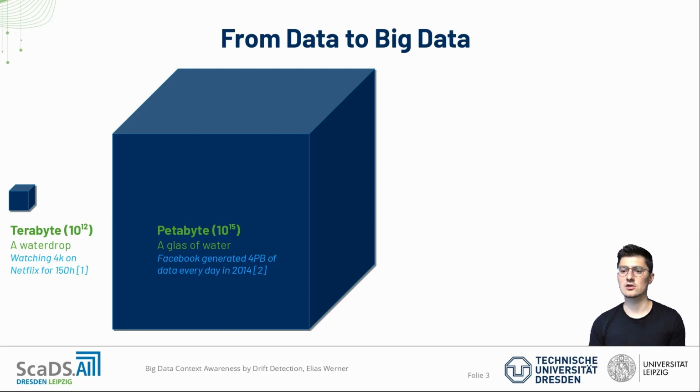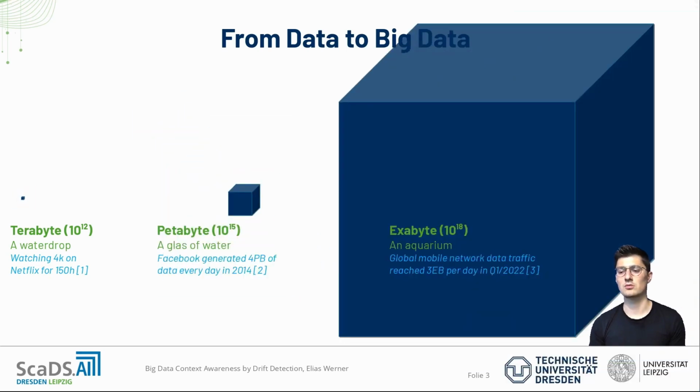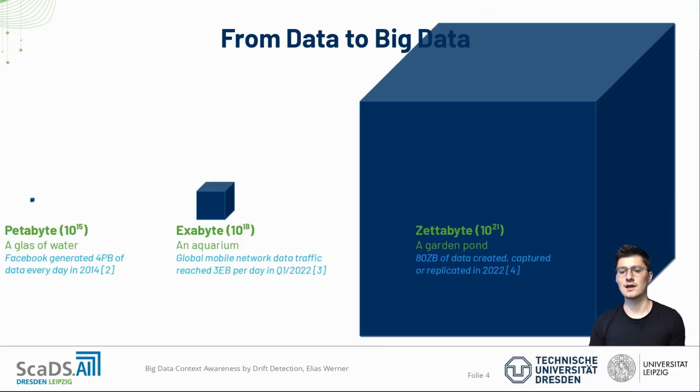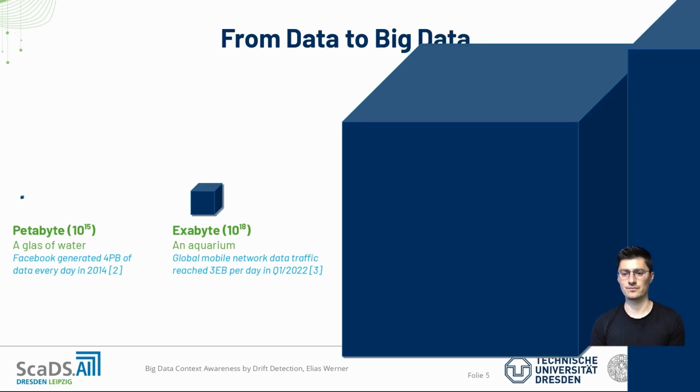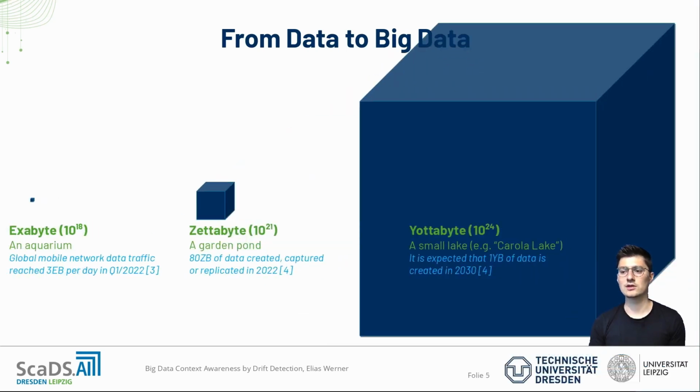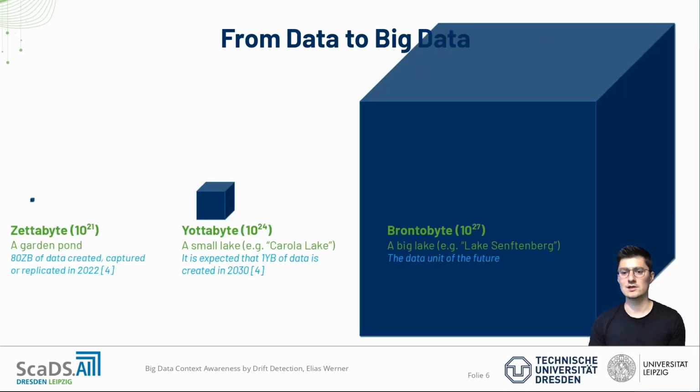When looking a bit further, considering our metaphor, an exabyte would mean a small aquarium full of water. In the first quarter of 2022, the global mobile network data traffic reached 3 exabytes per day. When talking about zettabyte, the terabyte water drop became now a garden pond. And this amount of data will be created, captured or replicated about 80 times in the year 2022. The next unit in our scope is the yottabyte. That is approximately now a small lake like the Carola Lake in Dresden. It is expected that 1 yottabyte of data will be created, captured or replicated in the year 2030. Following this, the water drop becomes a big lake like the Lake Senftenberg when considering a prontobyte, a data unit of the future.